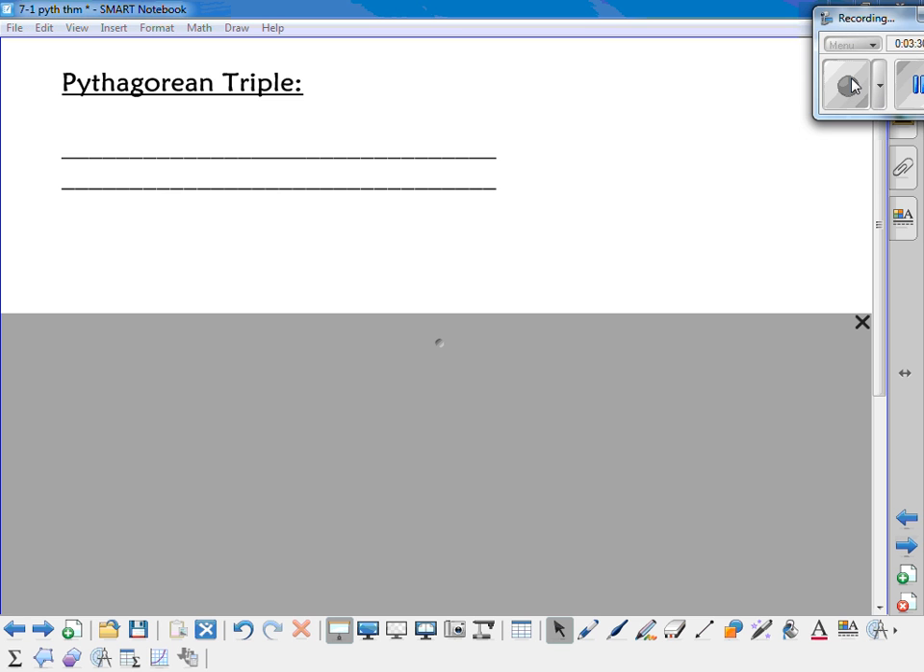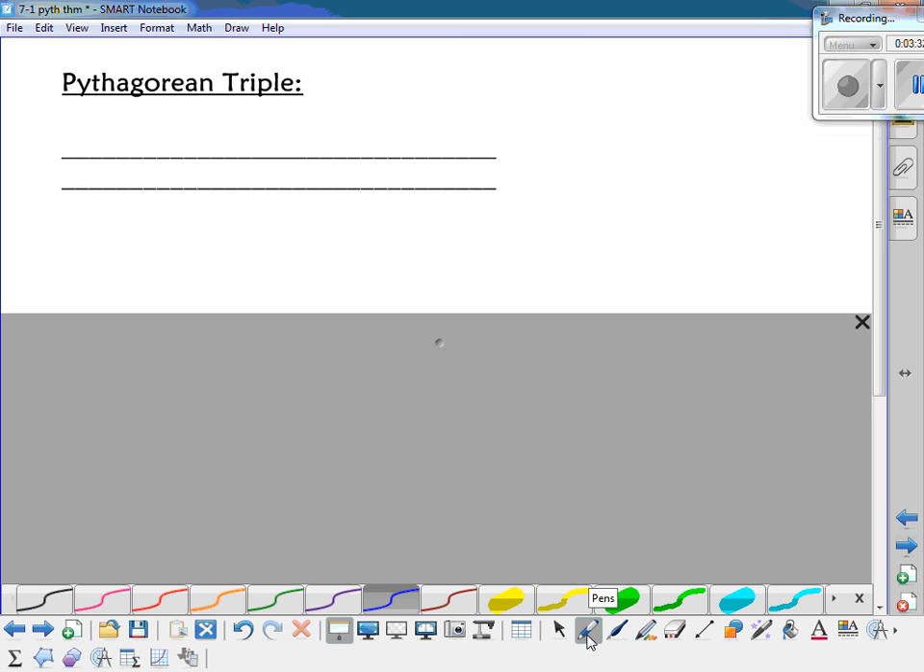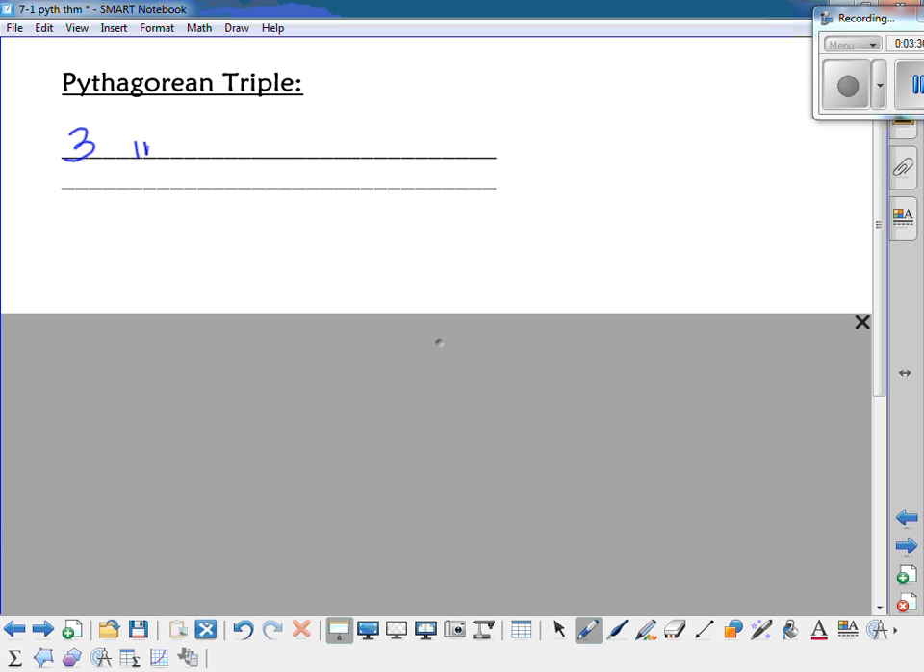Pythagorean triples. A Pythagorean triple is 3 integers that satisfy A squared plus B squared equals C squared.